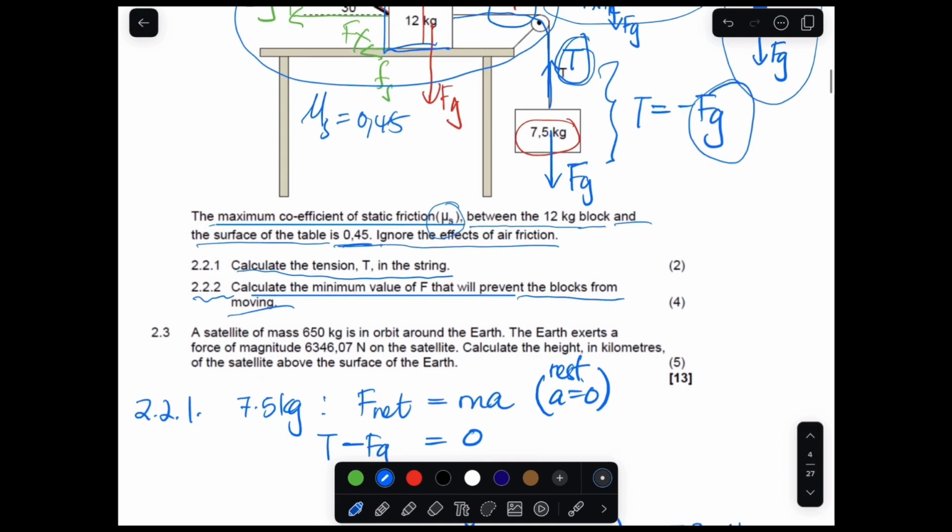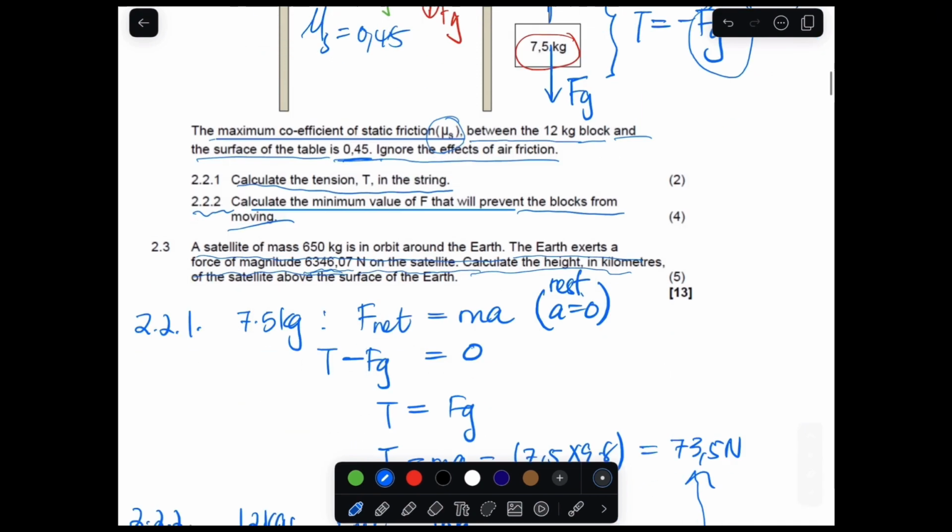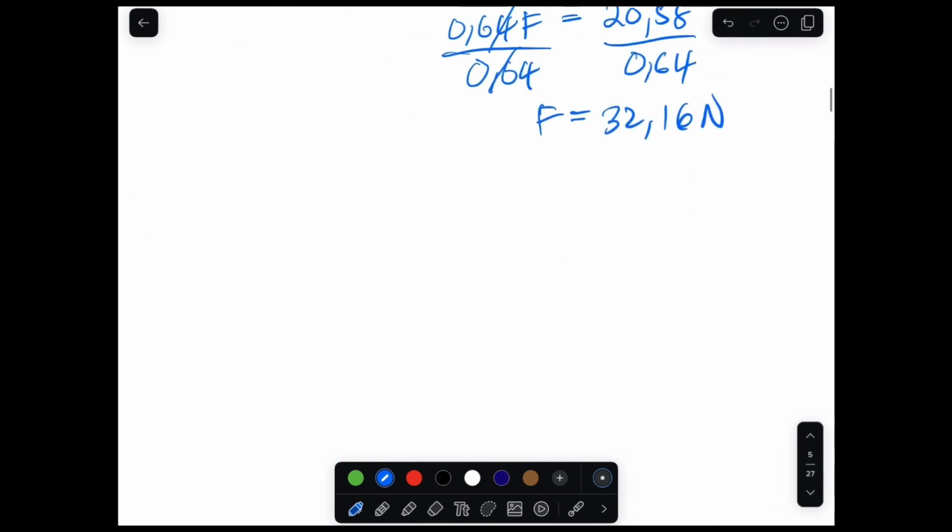The next question says the satellite is orbiting around the earth, and the earth exerts a force of magnitude 6,346.07 newtons on a satellite. Calculate the height in kilometers. So guys, this is what is really happening. Let me just draw for you what is happening.